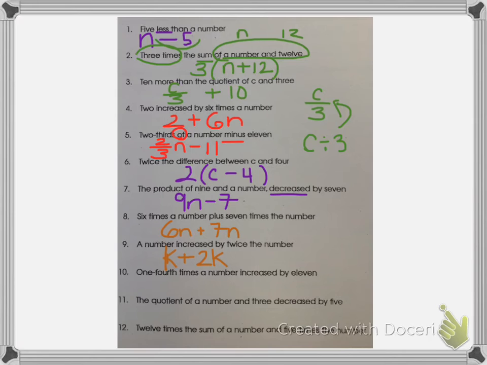Let's try one more. One fourth times a number increased by 11. I think I can get this one. One fourth, the good old one fourth. One fourth n, back to classic N, plus 7. Well, unless it says 11. If it says 11, we'll do 11. Plus 11. That is correct. Had it been a 7, then we would have been awesome.